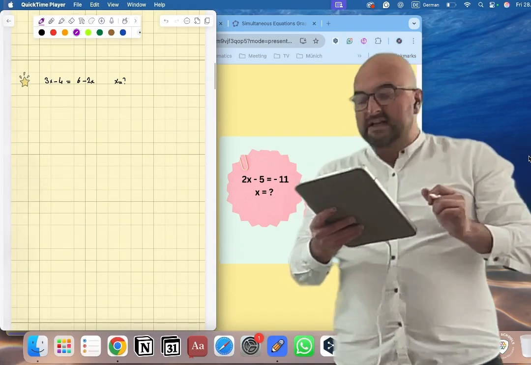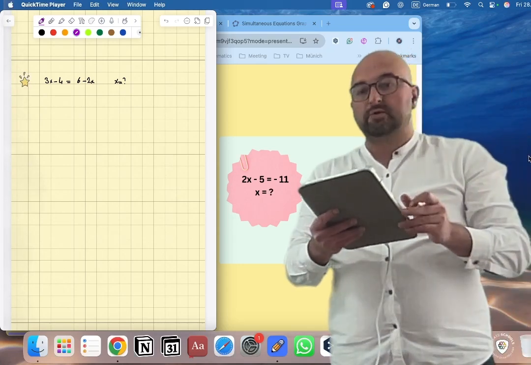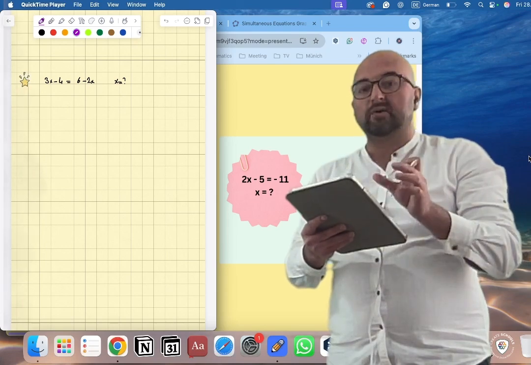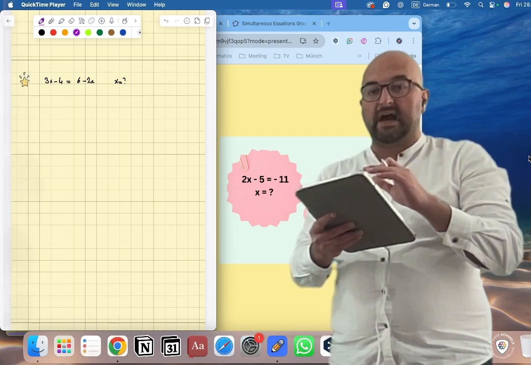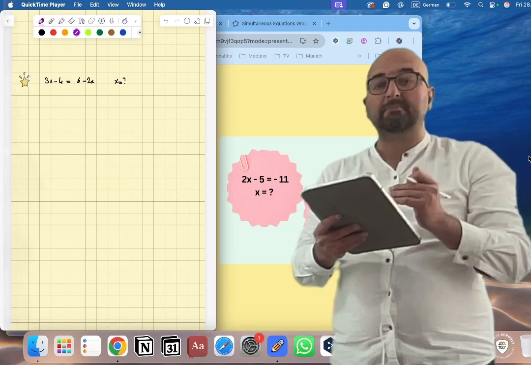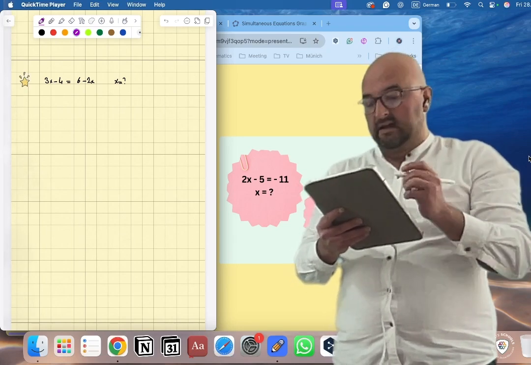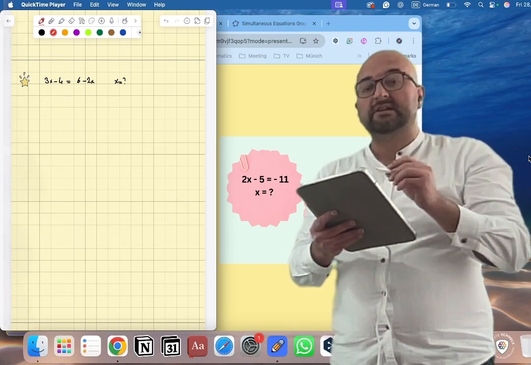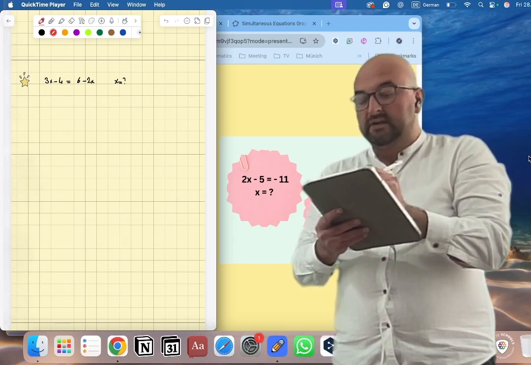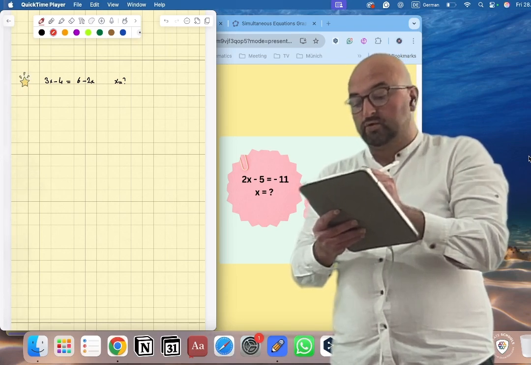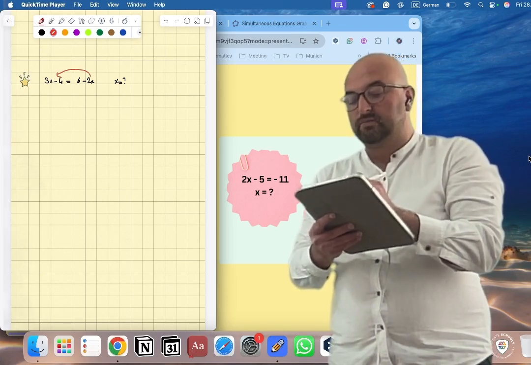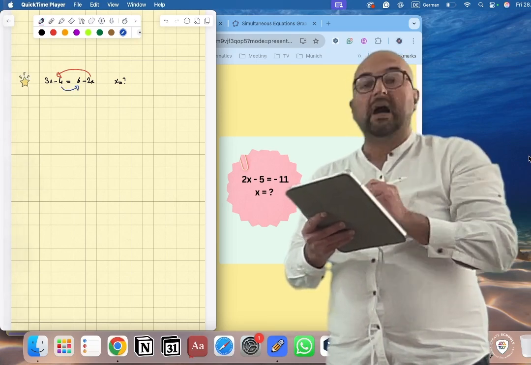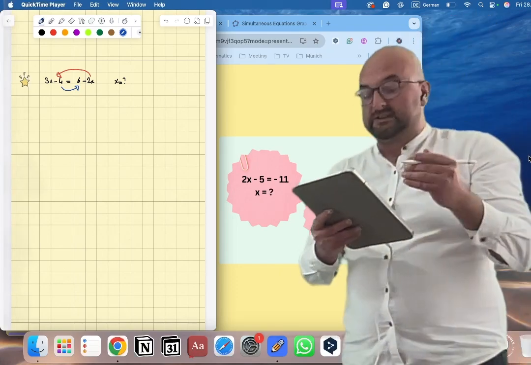The other equation is 3x minus 4 equals 6 minus 2x. So in this equation, our goal is to collect all x at any side of the equal sign, and then to collect all numbers to the other side of the equal sign. So now I will use another technique for solving these equations. I will move negative 2x to the other side, which would be positive 2x, and then I will move negative 4 to the other side, which would be positive 4.